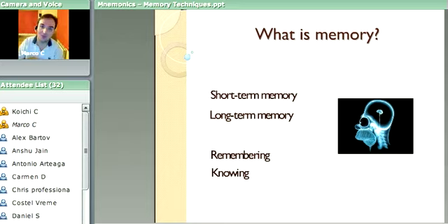Again, it's much more complicated than that. There are lots of stages in between the two, how they're encoded, how they're retrieved. But very basically, we have a short-term memory and a long-term memory. Exactly like RAM. Now, of course, there's a difference between remembering something and knowing something, and that's very, very important.